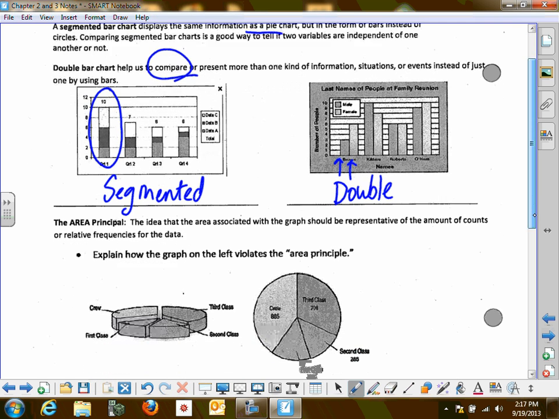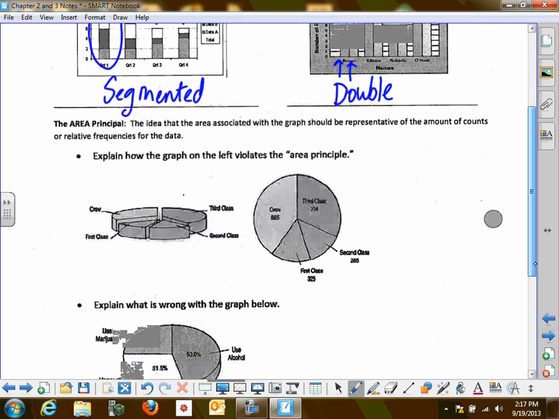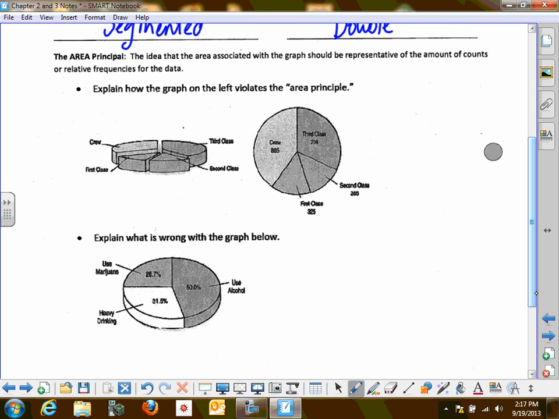Okay. So next, there's this thing that is frequently violated. It's called the area principle. This is what happens on media, on scientific things, where they misrepresent data. They're telling you something, and they draw you a picture of it that's a totally wrong picture, and then you think something different than what is reality. So let's talk about what's wrong with these.